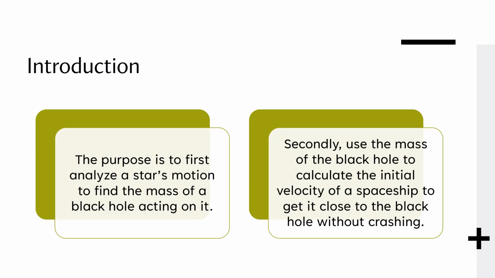So this lab has two parts. The purpose of the first part is to analyze a star's motion to find the mass of a black hole acting on it. And secondly, we're supposed to use the mass of that black hole to calculate the initial velocity of a spaceship to get it as close to the black hole as possible without getting sucked in or crashing to the planet that is also orbiting the black hole.